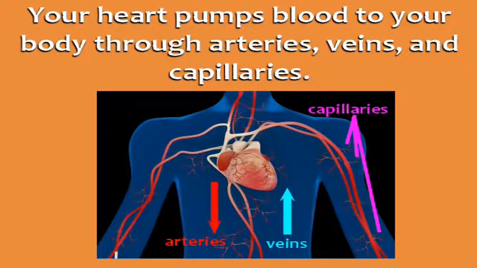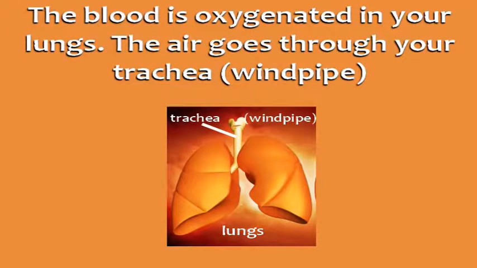Let's begin with the circulatory system. Your heart pumps blood to your entire body through arteries, which carry blood away from the heart, veins, which carry blood back to the heart, and capillaries, very tiny blood vessels. The blood is oxygenated in your lungs. When you breathe, the air goes through your trachea, which is more commonly called your windpipe.